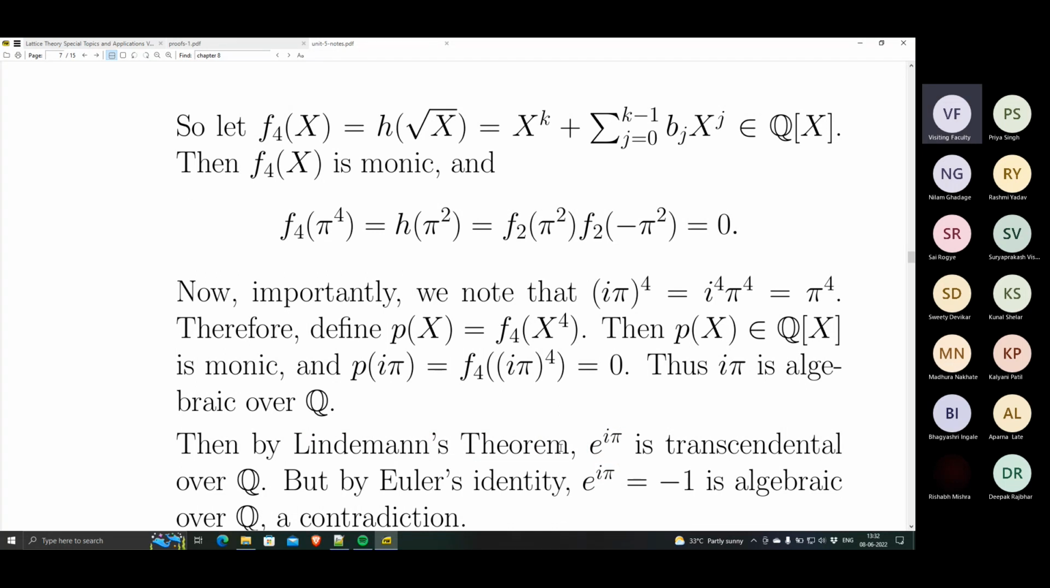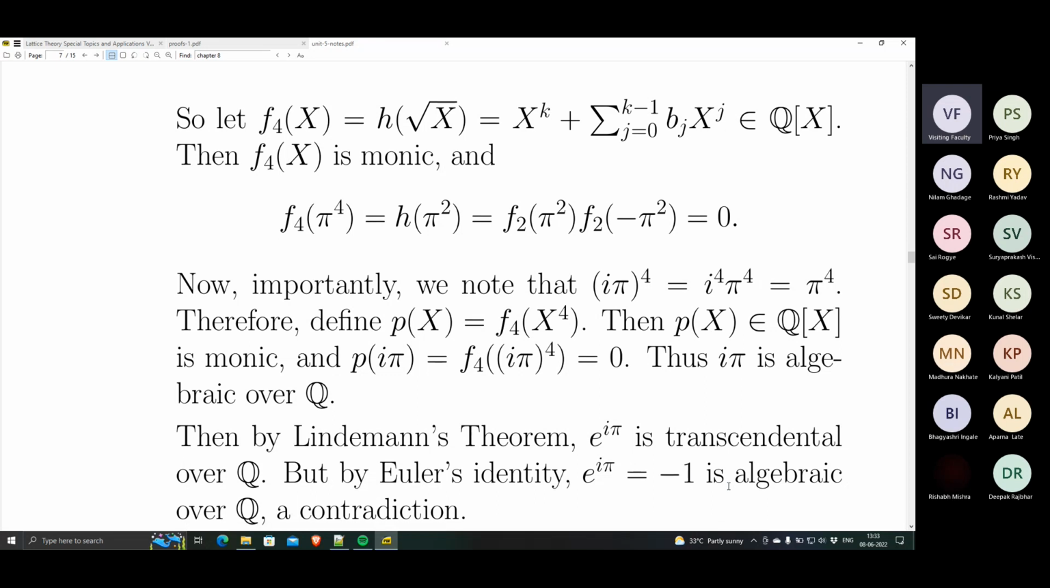But e raised to i pi, we already know, is -1 by Euler's identity. Right? e raised to i pi plus 1 is equal to 0. That is the equation, called Euler's identity. You can also use the formula e raised to i pi is cos pi plus i sin pi, which is equal to -1. So how can this be transcendental? e raised to i pi is -1. It's an integer, a rational number. So it is in fact algebraic over Q. It is not transcendental. So this is a contradiction.